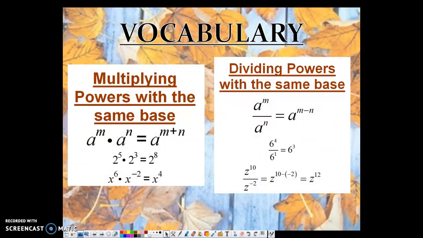Multiplying powers with the same base. When you multiply powers with the same base, you're adding their exponents. So 2 to the 5th times 2 to the 3rd, 5 plus 3 is 8. X to the 6 times x to the negative 2, 6 minus 2 is 4. Then dividing powers with the same base, you're subtracting. So you'll subtract m minus n. So 6 to the 4th over 6 to the 1st, 4 minus 1 is 3. Z to the 10th over z to the negative 2, 10 minus negative 2, which makes a plus, is 12.